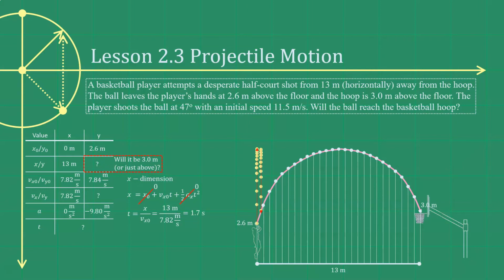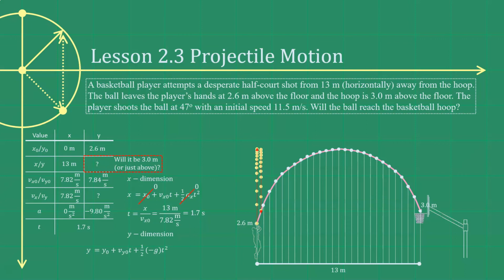That means that I figured out from the x dimension, moving at a constant speed of 7.82 meters per second, which we know was the speed from the initial velocity and angle, it's going to take 1.7 seconds for the ball to go 13 meters. Now, the question is, in that 1.7 seconds, is the ball now 3 meters above the hoop? Let's consider the y dimension to figure that out using that 1.7 seconds, which applies to both the x and the y dimension. So in the y dimension, same equation, except this time we're going to apply it in the vertical instead of the horizontal.